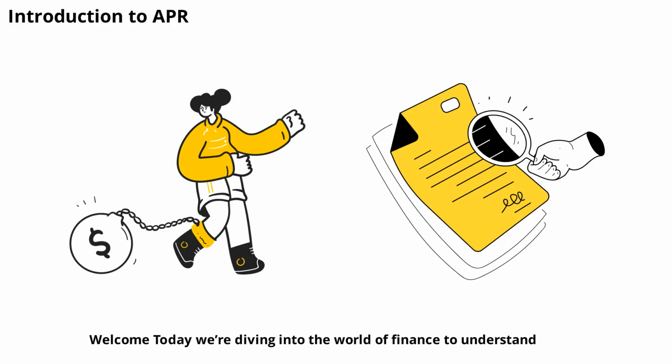Welcome! Today, we're diving into the world of finance to understand a term you've probably seen on credit card statements, loan offers, or mortgage documents: annual percentage rate, or APR. Knowing what APR means and how it's calculated can help you make smarter decisions when borrowing money or comparing financial products. In this video, we'll break down the concept of APR, show you how it's calculated, and explain why it matters for your financial health.